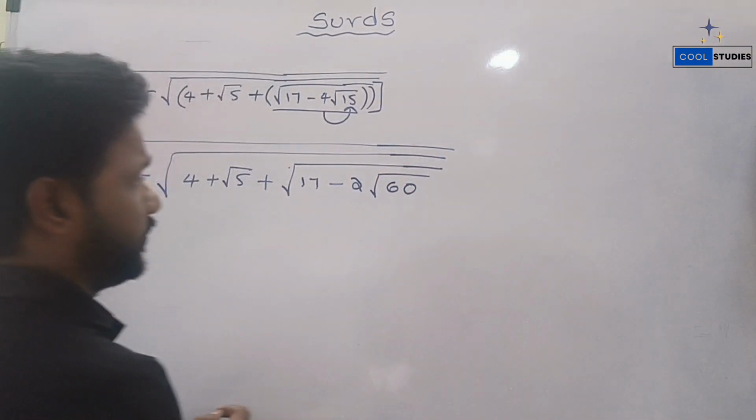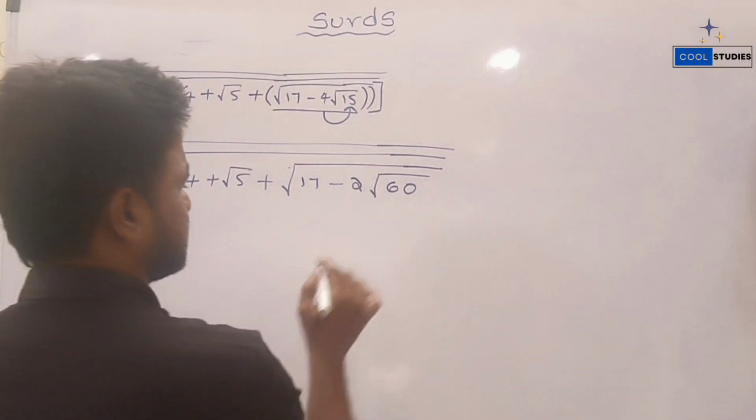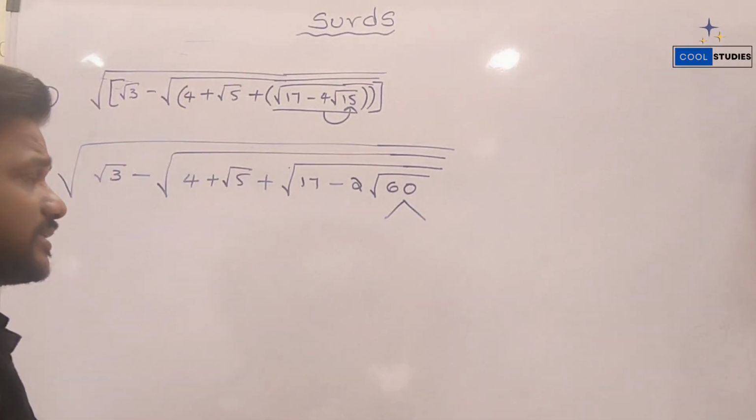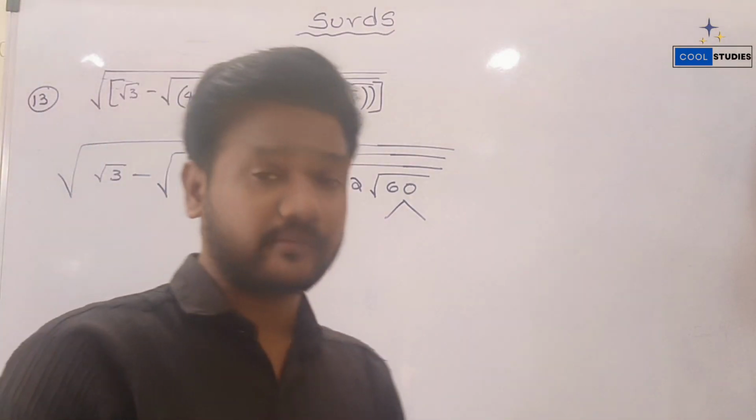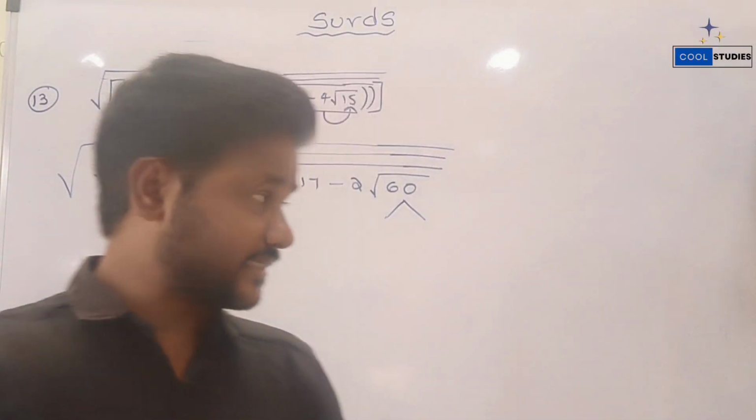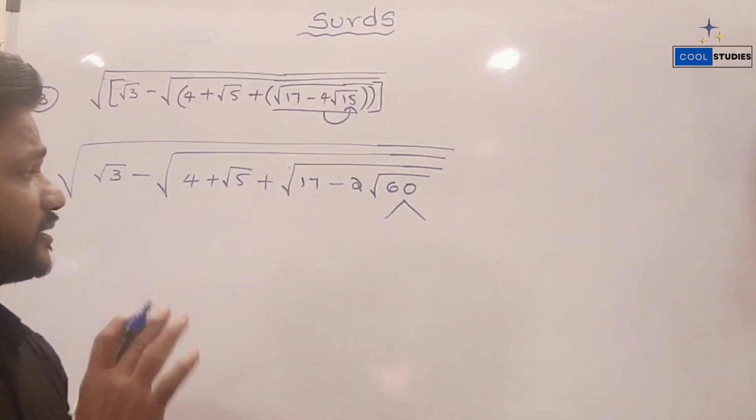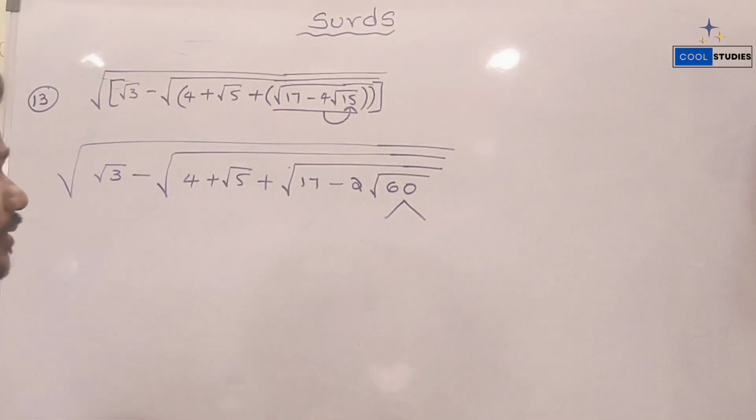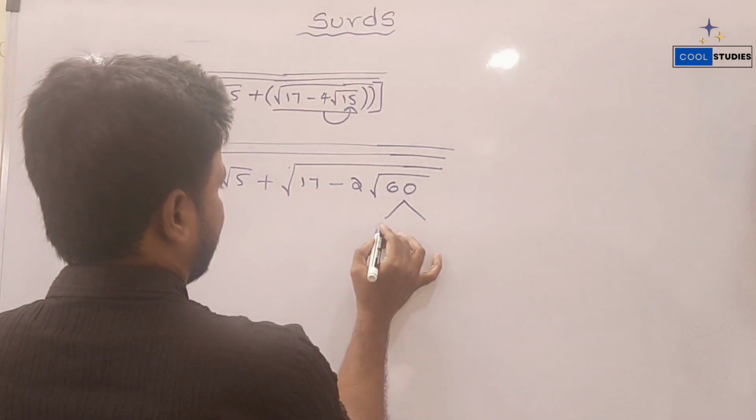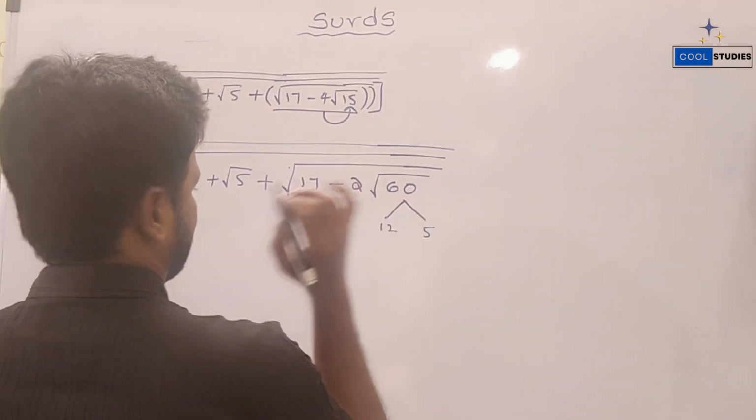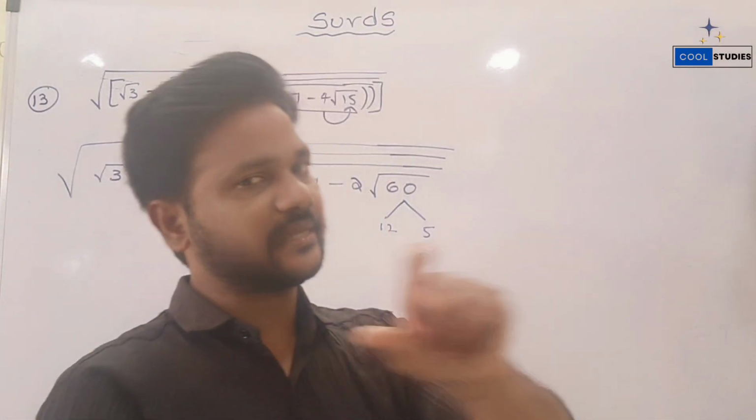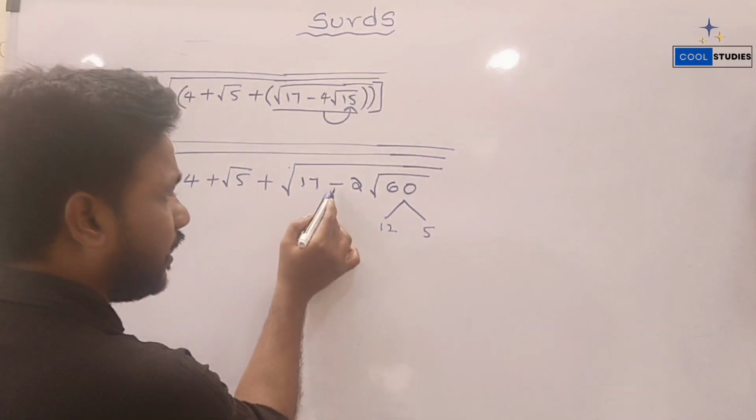In the next step, tell me two numbers. Multiply means 60, addition means 17. Any possibilities? What are the possibilities? We can write 12 and 5. 12 5s are 60, 12 plus 5 is 17. Now what is the symbol? Minus.